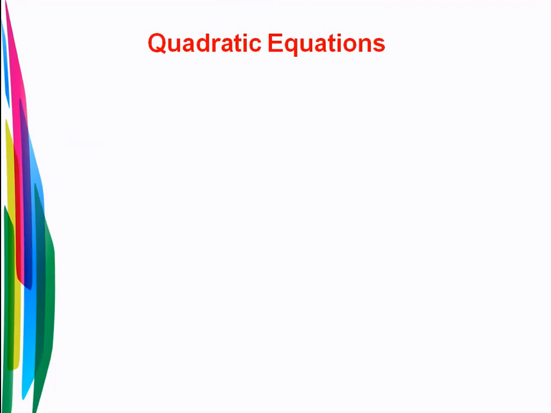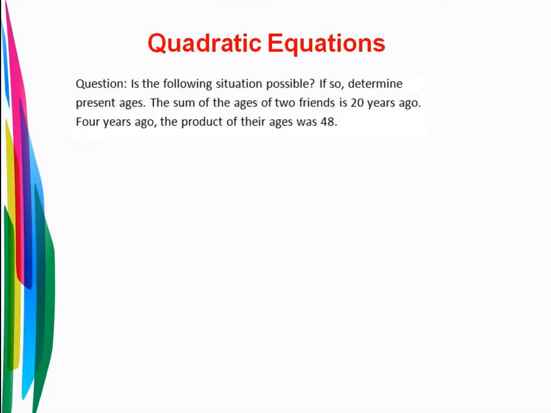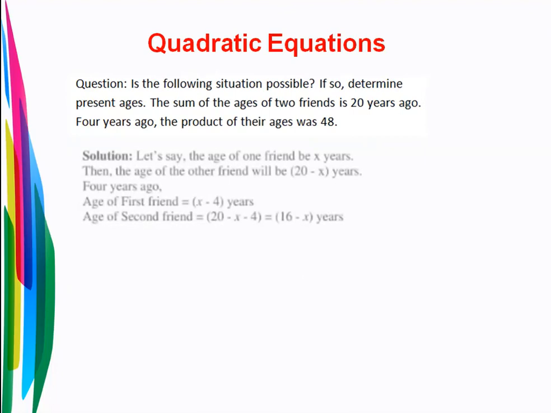So let's take another question based on this topic. Is the following situation possible? If so, determine the present ages. The sum of the ages of two friends is 20 years. 4 years ago the product of their ages was 48. So let's assume their present ages. The present age of one friend is x, then the present age of the other friend will be 20 minus x. 4 years ago their ages will be x minus 4, and for the other it will be 20 minus x minus 4, that is 16 minus x.